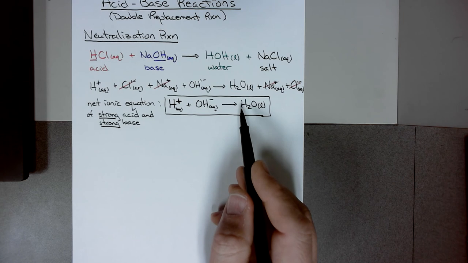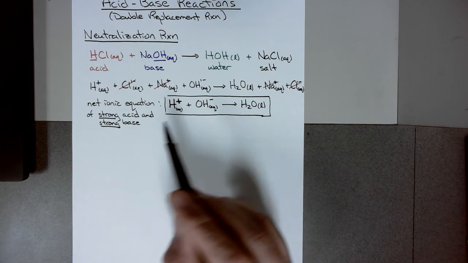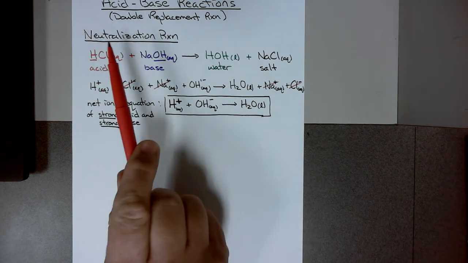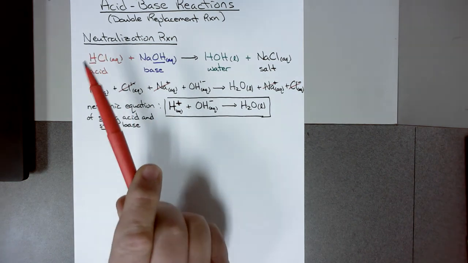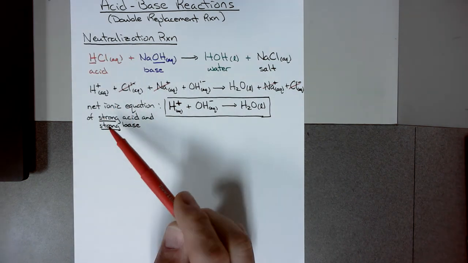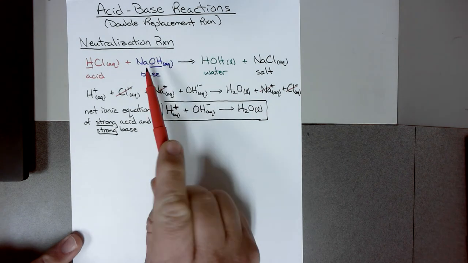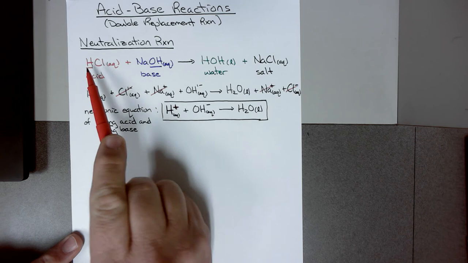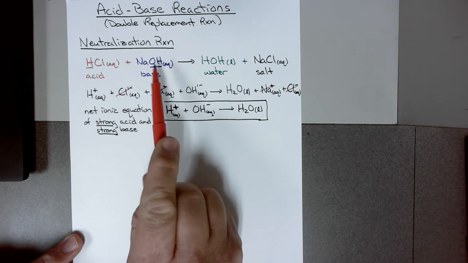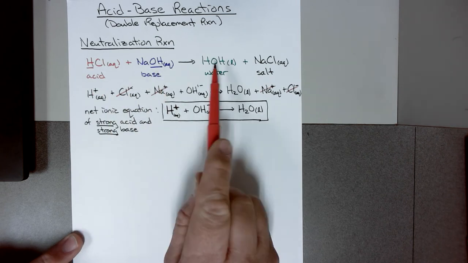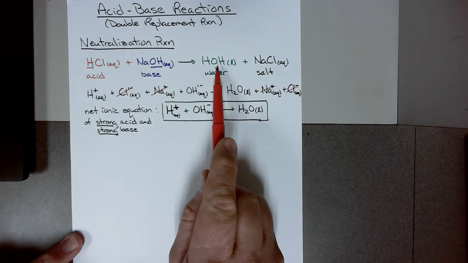Now, we're going to talk about what is a strong acid and a strong base later, but let me review again real quick what's going on here. These are neutralization reactions, and in particular we're looking at a strong acid and a strong base. So hydrochloric acid is a strong acid, sodium hydroxide is a strong base. We know it's an acid because of this H, and we know this is a base because of the OH. And the H plus reacts with the OH minus to make HOH, or water, H2O, which is liquid.